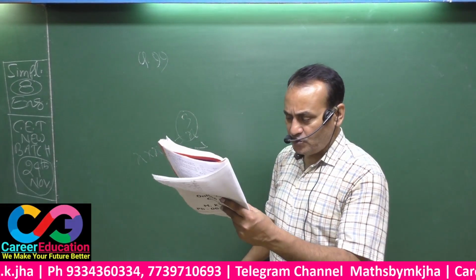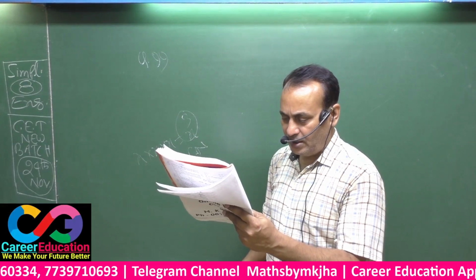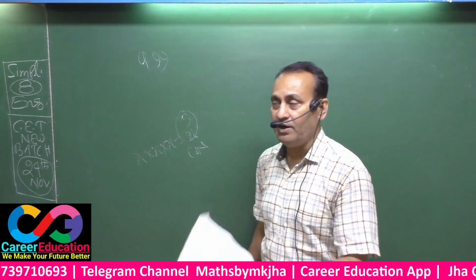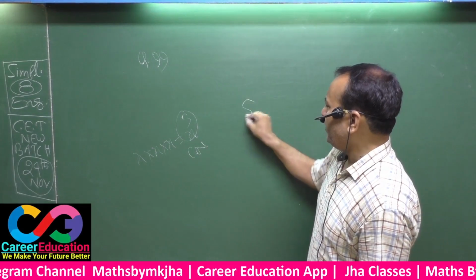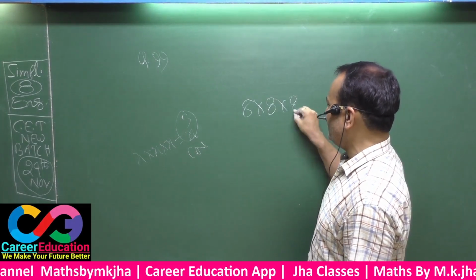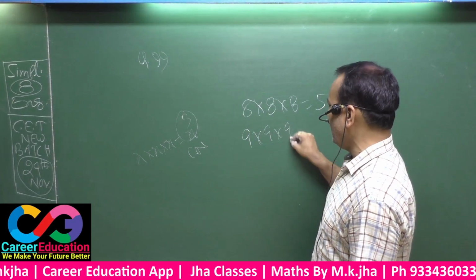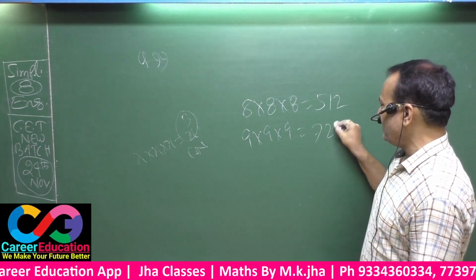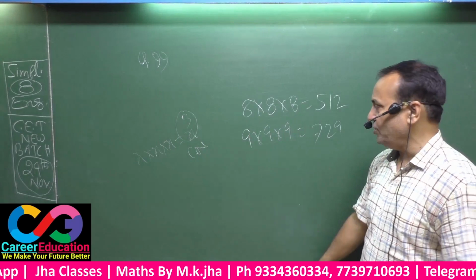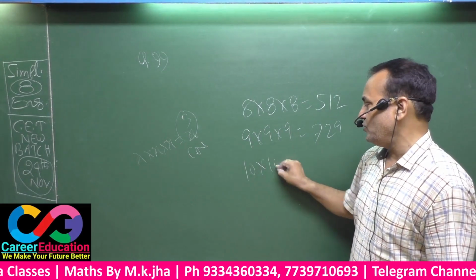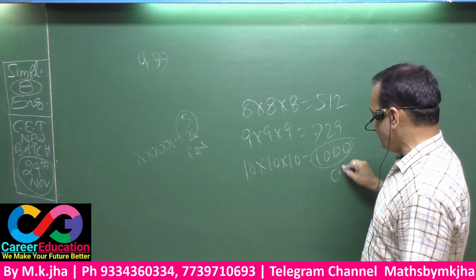Question has asked you which is the 4-digit smallest perfect cube number. See here. That means if you write here 8 into 8 into 8, that is 512. If you write here 9 into 9 into 9, this is 729. You are getting only 3-digit numbers, but you have to get only 4-digit numbers. That means 10 into 10 into 10 equals 1,000. And this is a perfect cube number.